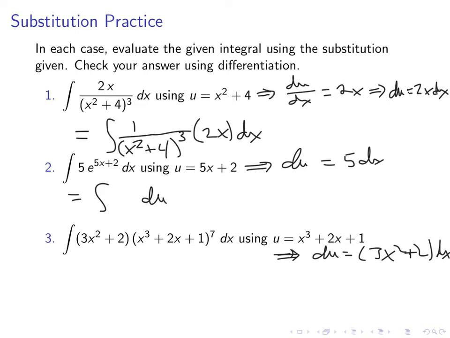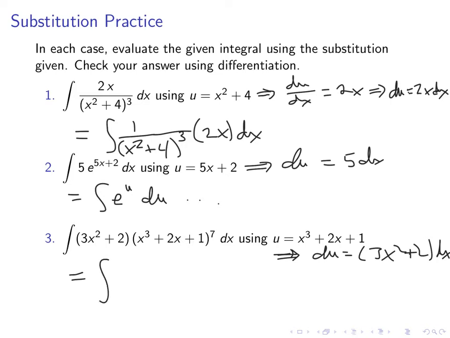And then the expression here is e to the 5x plus 2. Well, 5x plus 2 is u, so that's just e to the u. So again, fairly easy antiderivative to find, and once we have the answer, putting the answer back in terms of x is polite.